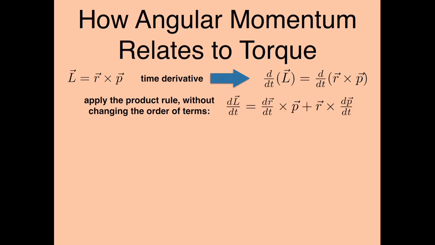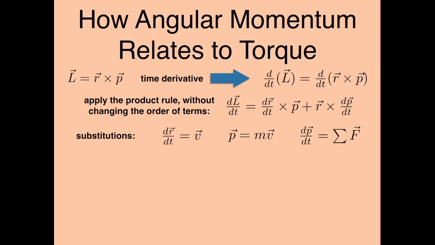Okay, so on the left side, we have dL dt. On the right side, the product rule is you take the derivative of the first term multiplied by the second term. So that's going to be dr dt cross p. And then you add to that the first term multiplied by the derivative of the second term. So we're going to have r crossed with dp dt. That's how you evaluate the derivative on the right-hand side.